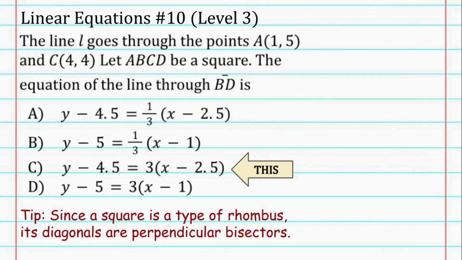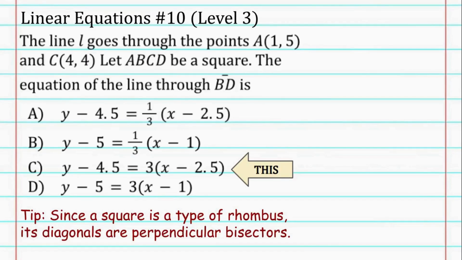Since a square is a type of rhombus, its diagonals are perpendicular bisectors. At the start of this problem, you might have just thought to yourself, oh, I'll just find the coordinates of B and D and then find the slope between them. How hard can that be? Well, finding the exact coordinates for B and D is surprisingly very difficult.